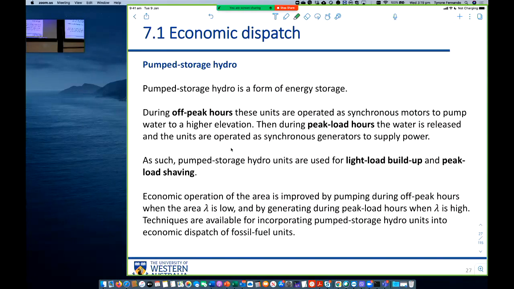And when the electricity cost is high, you utilize the stored water, you utilize the potential energy, you convert it back into kinetic energy and electricity, and generate electricity by converting kinetic energy into electrical energy. So it's a form of storage. When the electricity price is cheap, you pump it to a higher elevated storage, and then you utilize it during peak hours, when the cost of electricity is high.